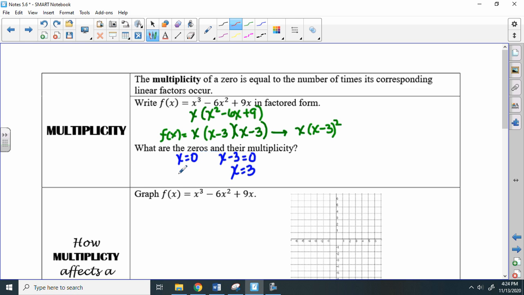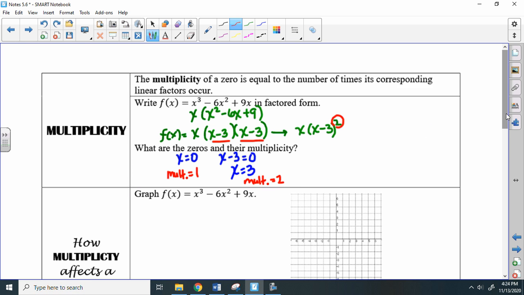So the x only occurred once. So it has a multiplicity, and I'll abbreviate that, equal to 1. But the 3, that factor occurred twice, and you can see it here in the exponent. So that one has a multiplicity of 2. Okay? All right, so multiplicity is literally how many times does each factor occur.